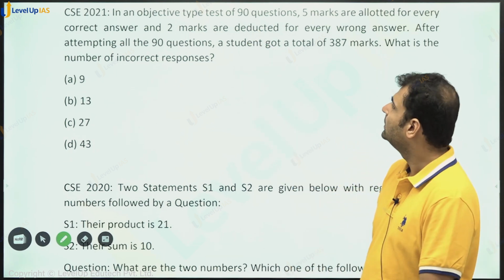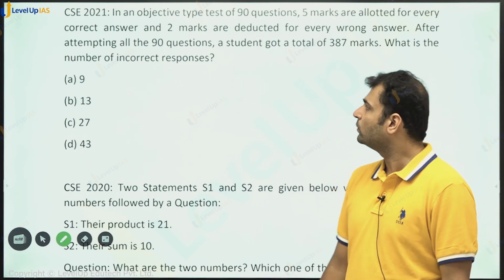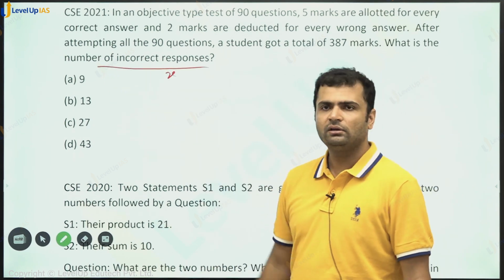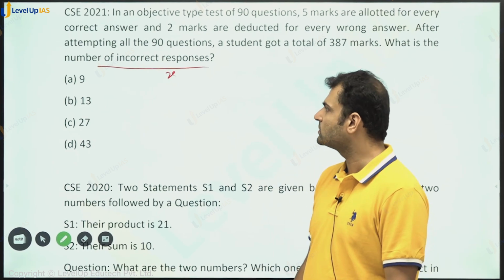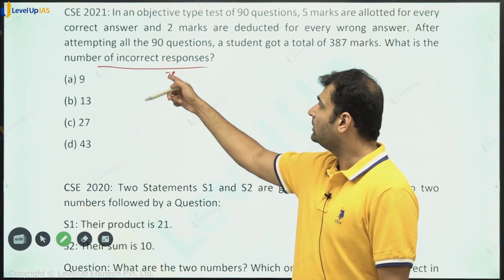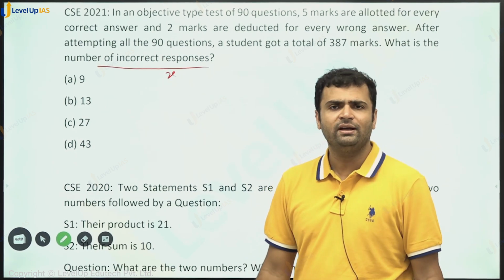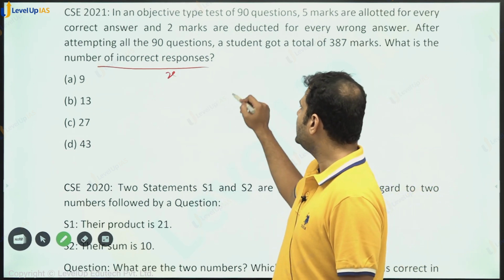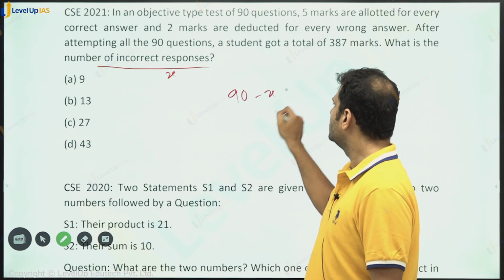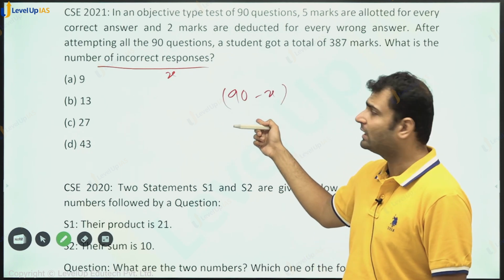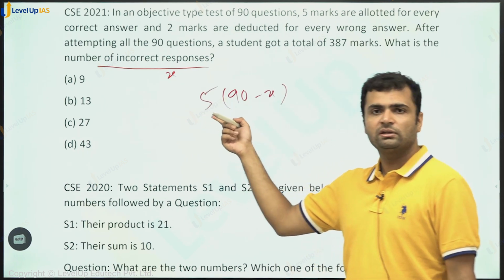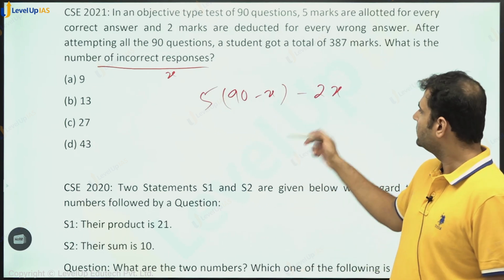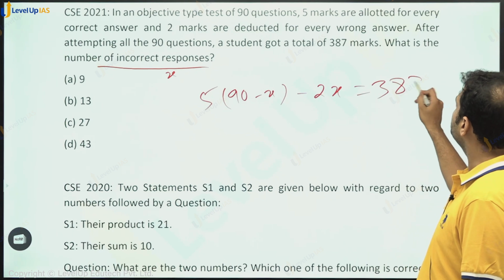So we have 90 questions. So he has attempted all the questions. What is the question? Number of incorrect responses. Let it be X number of incorrect responses. So if incorrect is X, how many are correct? 90 minus X, because all were attempted. So correct are 90 minus X. If these are correct, he got 5 into this positive marks minus 2 into X negative marks, right? And this is equal to 387.